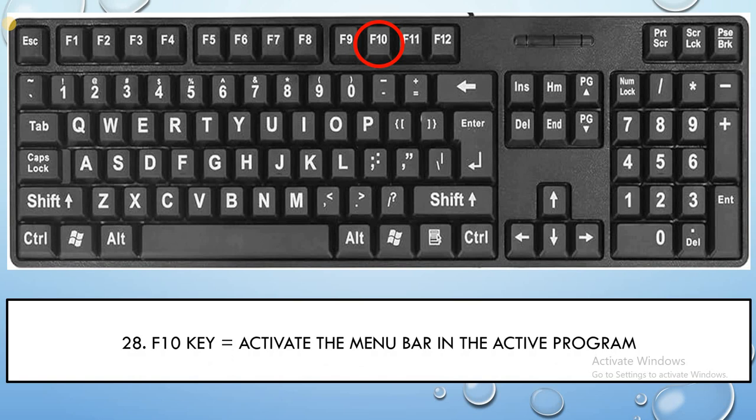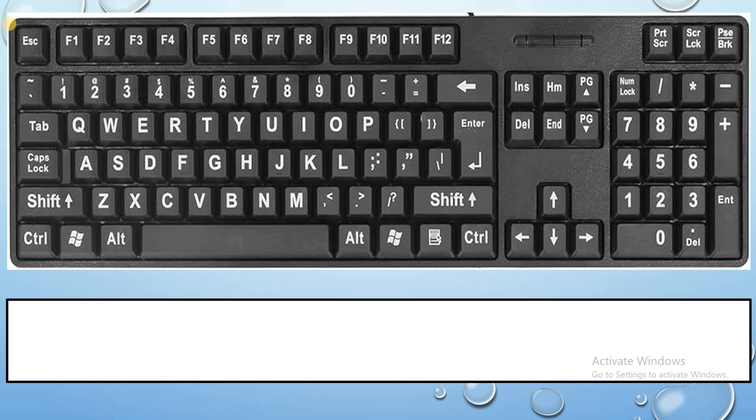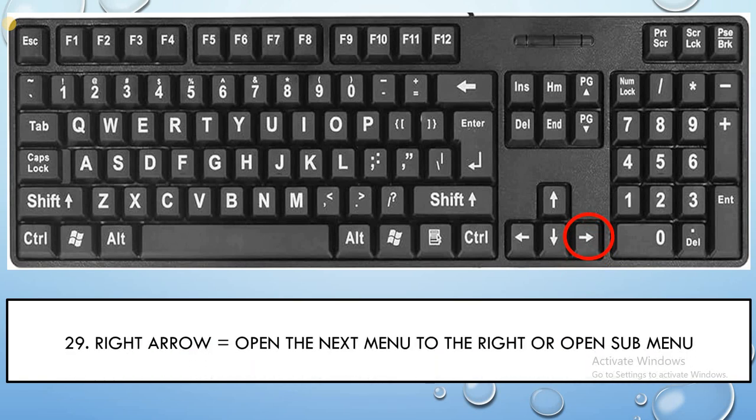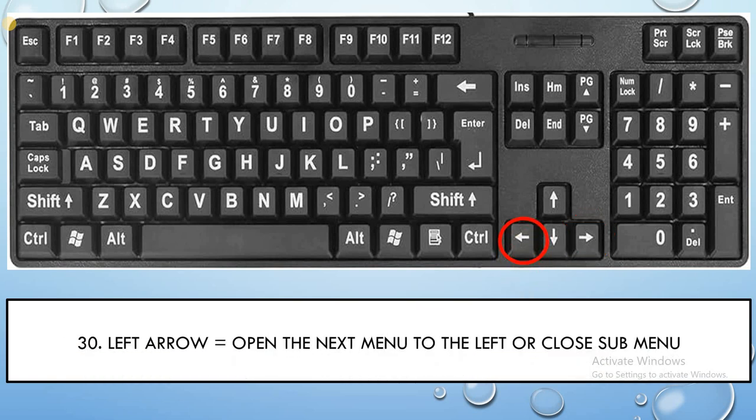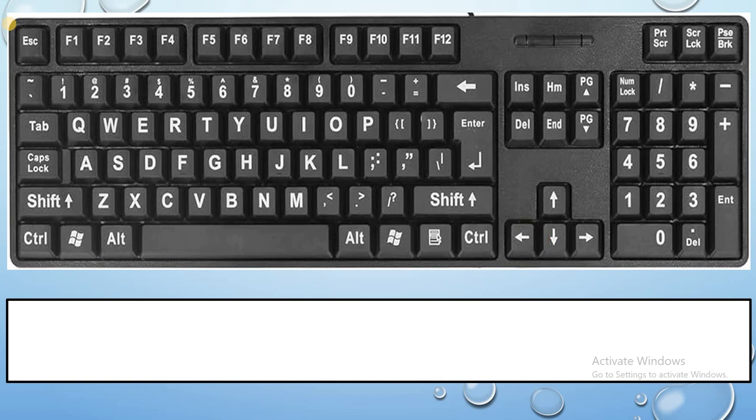F10, activate the menu bar in the active program. Right arrow, open the next menu to the right or open a submenu. Left arrow, open the next menu to the left or close a submenu.